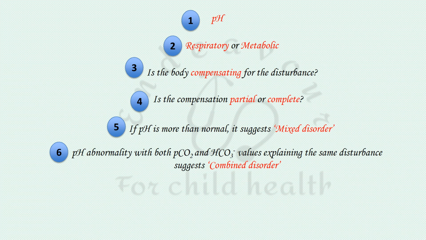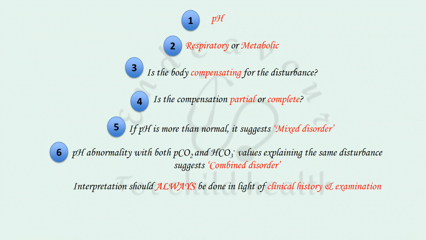Second thing, we have to see whether it is respiratory or metabolic. Third, we have to find out whether or not the body is compensating. Fourth, if compensating, then whether compensation is partial or complete. Fifth and sixth, we must delineate and rule out mixed and combined disorders. And finally, we must always and always interpret ABG in light of clinical history and examination.